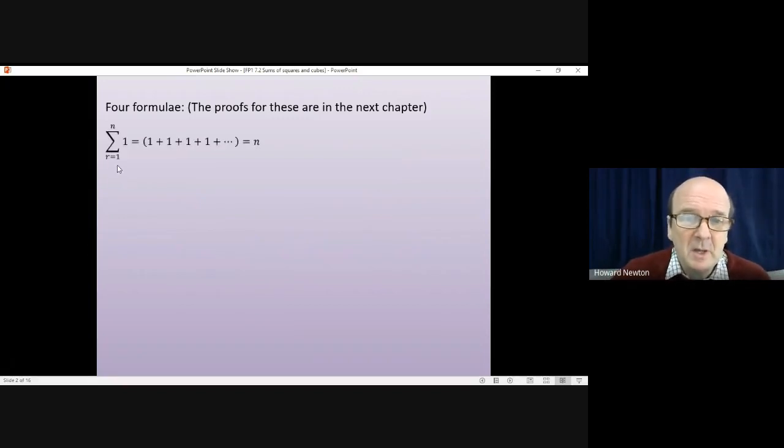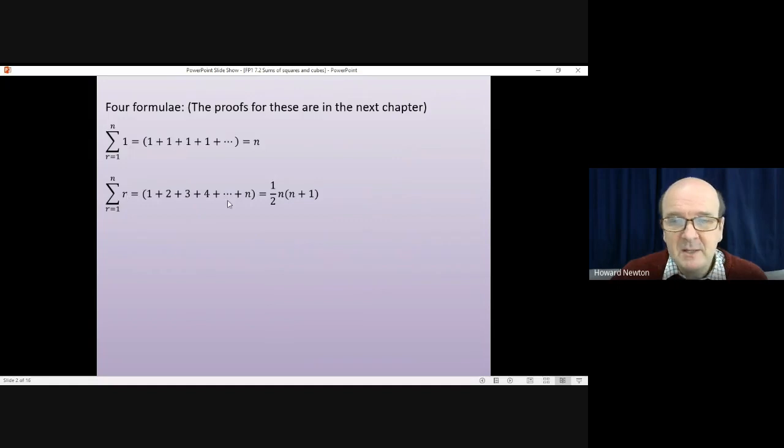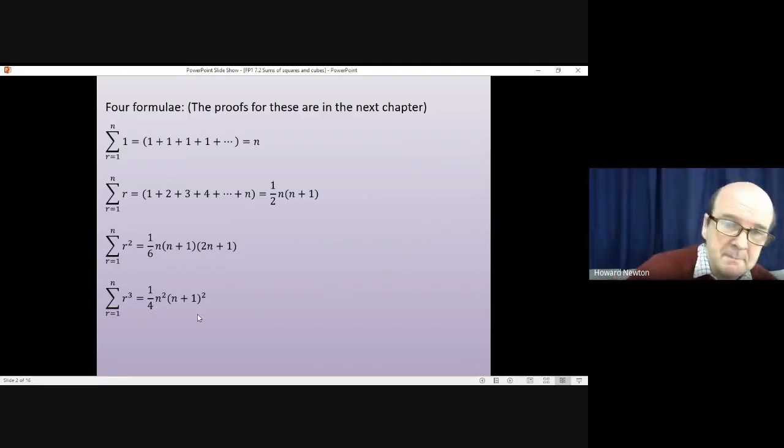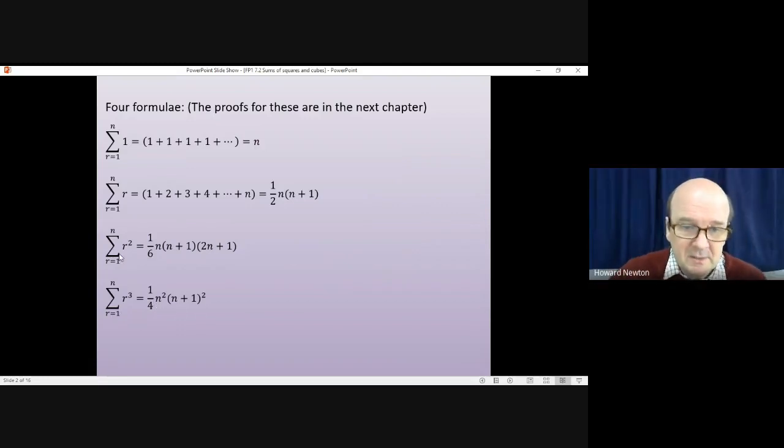If you have the sum from r equals 1 to n of 1, that is n. If you have the sum from r equals 1 to n of r, that is a half n into n plus 1. Now, progressing from there, for r squared, the sum is equal to that formula, and for r cubed, the sum is equal to that formula. It is worthwhile noting that the sum for cubes is a quartic, the sum for squares is a cubic, the sum for a linear term is a quadratic, and the sum for the constant 1 is a linear term.